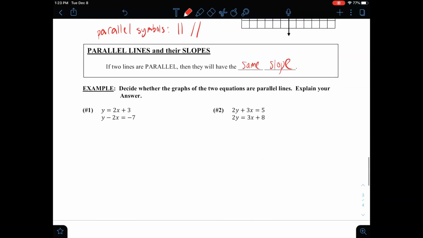So all we have to do to determine if two lines are parallel is compare the two lines in slope-intercept form and see what the slopes are. So let's go ahead and do that.